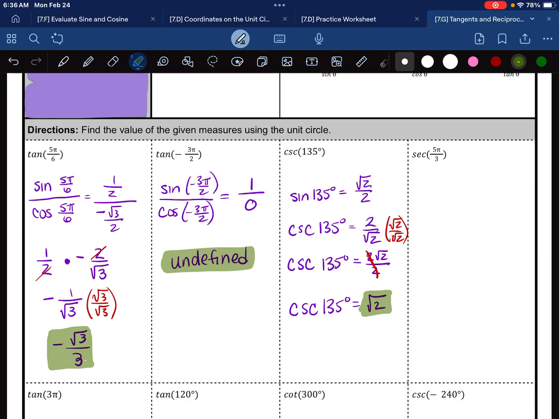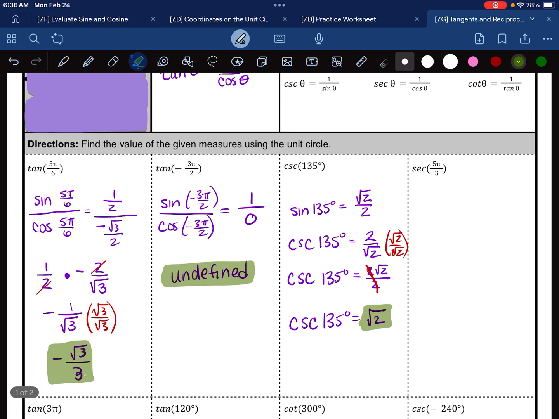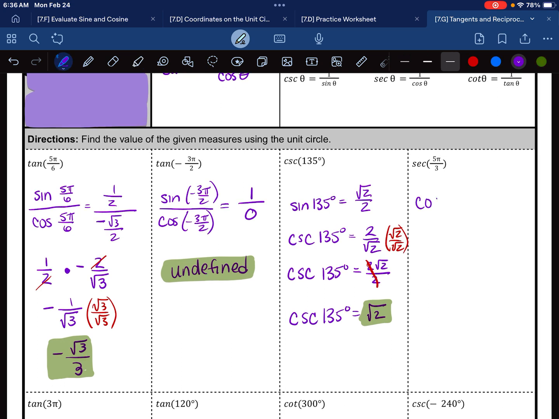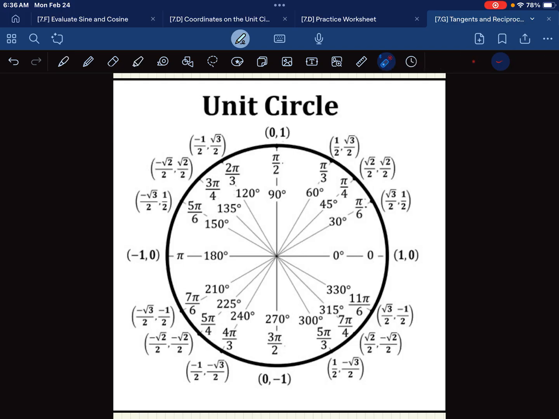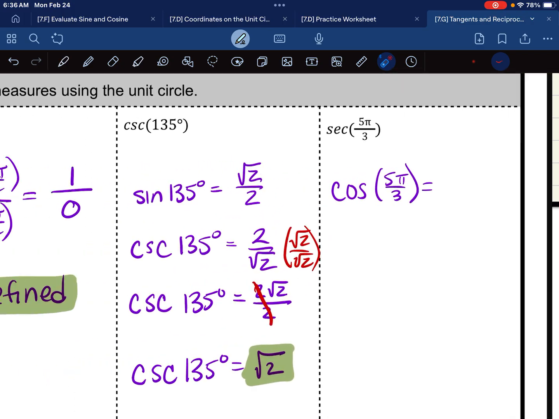And that gives me root 2. That's nice. Now the secant is 1 over the cosine, so it's when you flip the cosine upside down. So I need to go ahead and find the cosine of 5 pi over 3. So I go to my unit circle. 5 pi over 3 is right here. So the cosine is 1/2, because that's the x value.